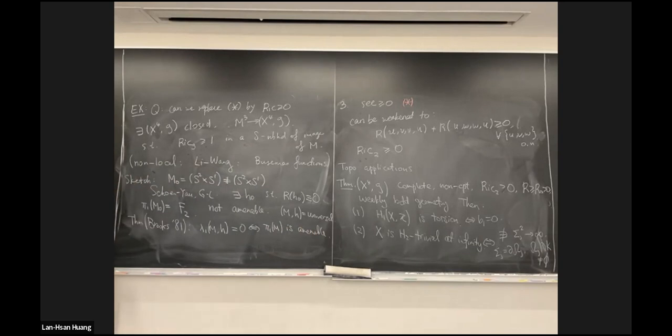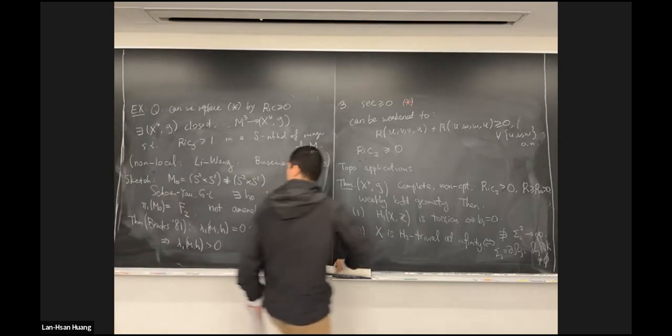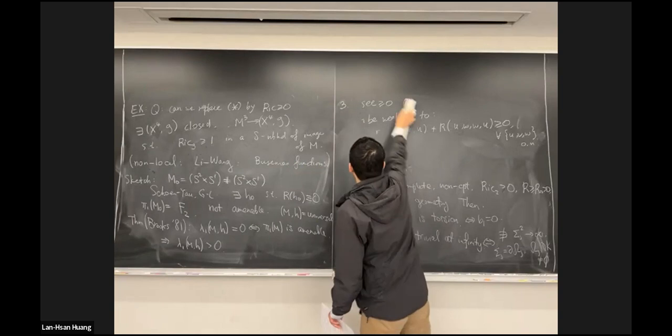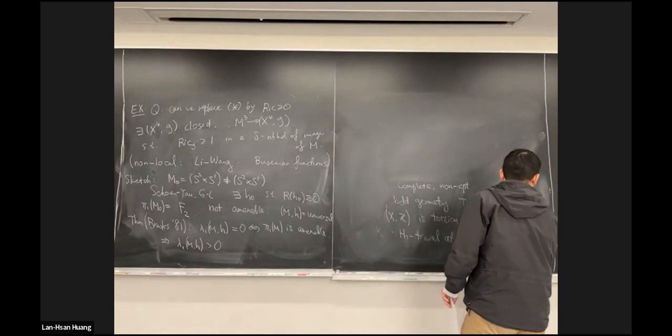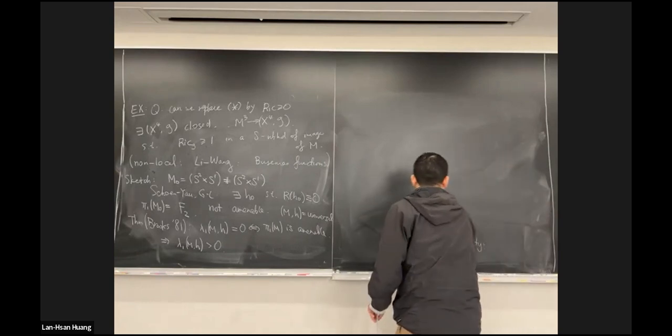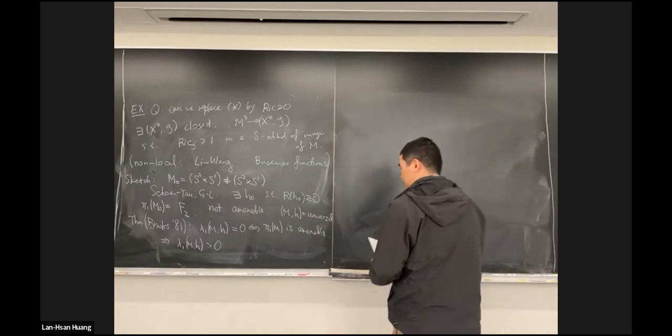So in our particular case, we know F2 is not amenable. Therefore, this means that lambda 1 of our MH is strictly positive. Okay. All right. So this is the first observation.